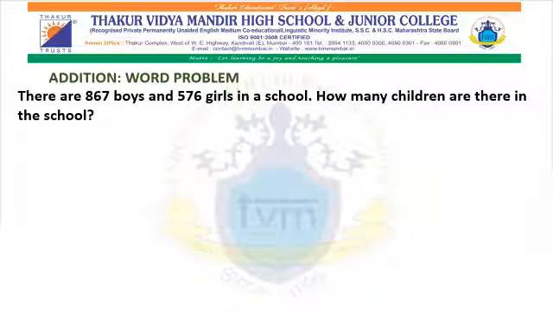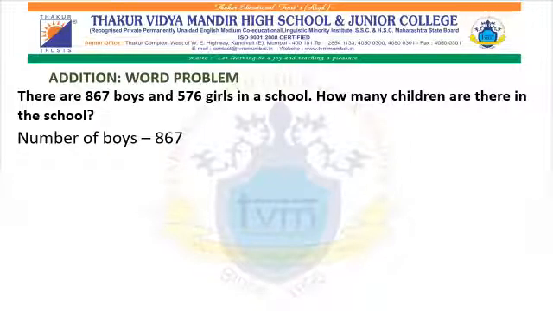The problem given to us is there are 867 boys and 576 girls in a school. How many children are there in the school? Students, the information that is given to us is 867 boys and 576 girls. What we are supposed to find is total number of children in the school. So let's start with our first statement.